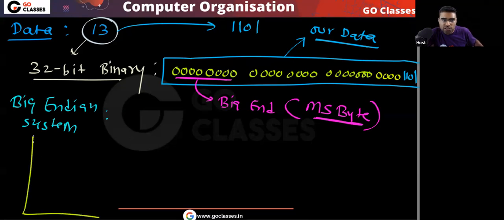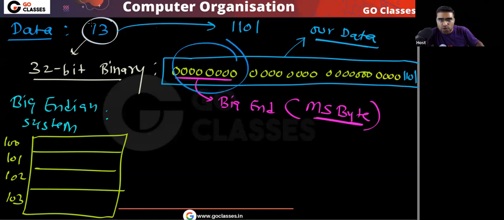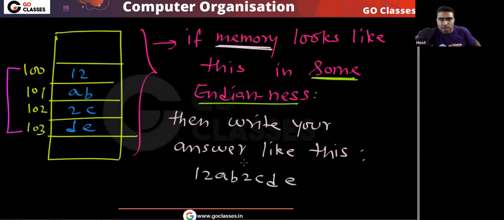So in the big endian, the answer will look like this. If you are storing at some address, it does not matter which address you take. In the big endian, you will start with the big end. First you will put the most significant byte here. Then the next byte, then the next byte, and so on. So can you notice your final answer? It will be the same as this number. Because I told you in the question, if your main memory looks like this, then write your answer like this.